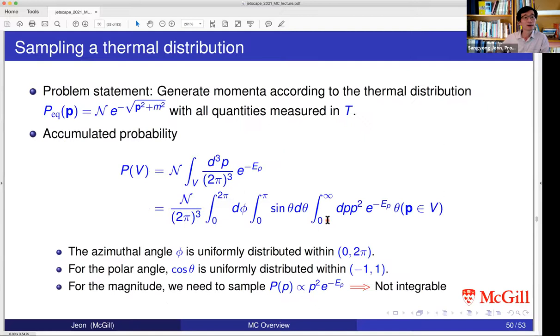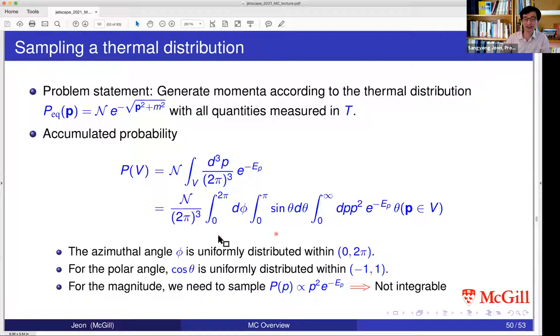Then of course, suppose you have five particles to generate, then you have to sample this five times. Again, the idea is very similar to generating random numbers out of the Woods-Saxon distribution. This part is exactly the same. This part is very similar.